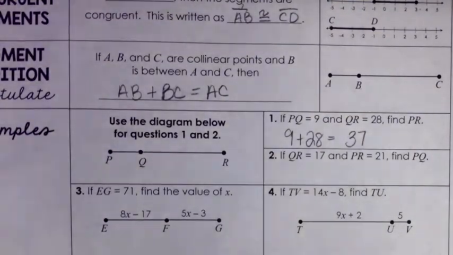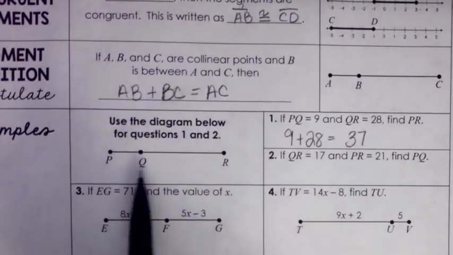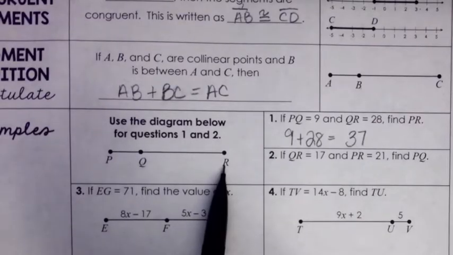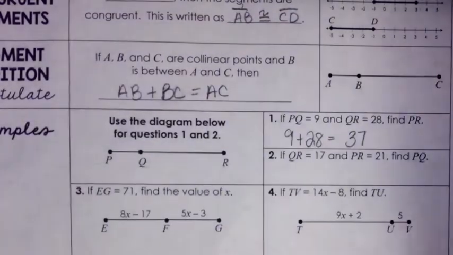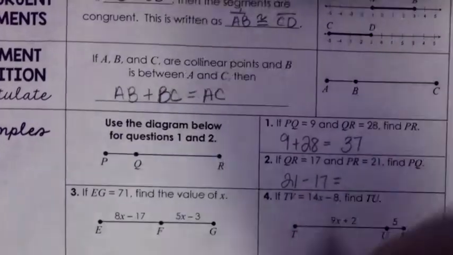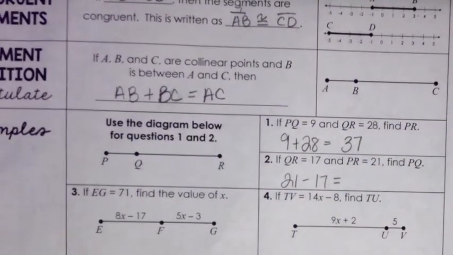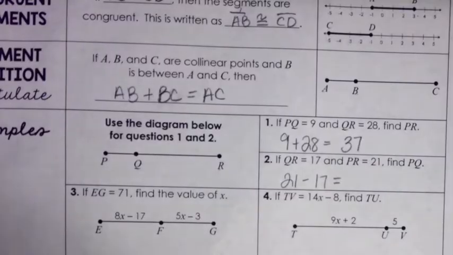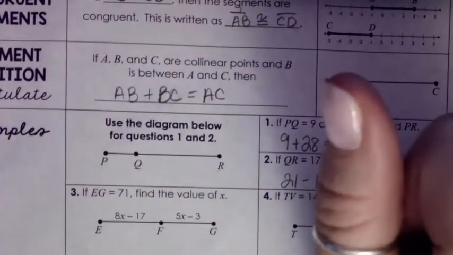Okay, now let's read number 2. If QR is 17 and PR is 21, so we're told that this part is 17, but the whole thing is 21, we would have to subtract to figure out what's left. So 21 minus 17 is 4.